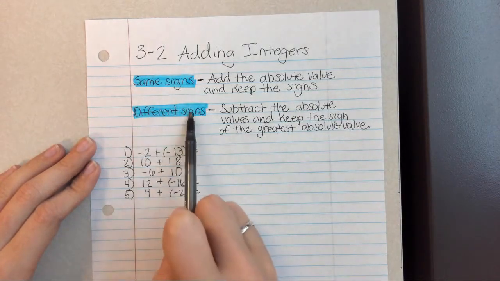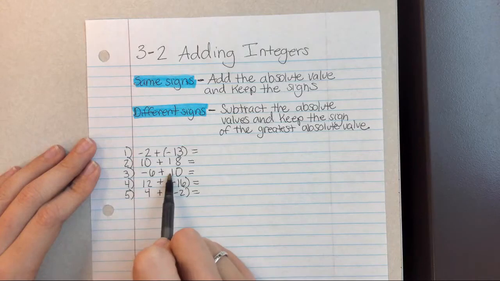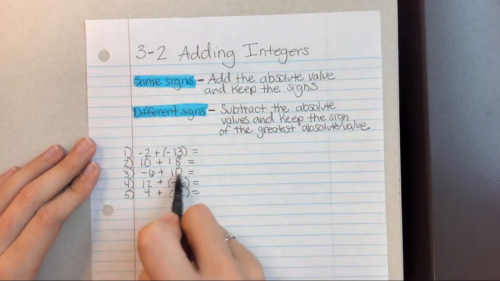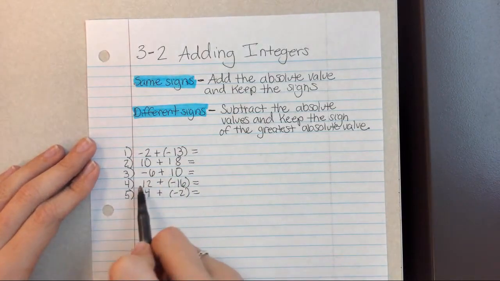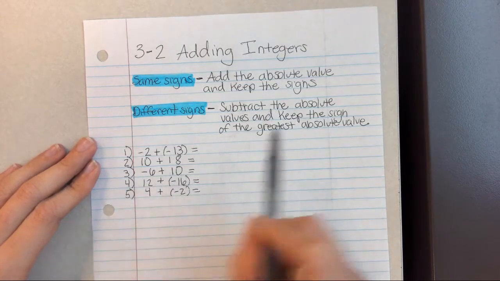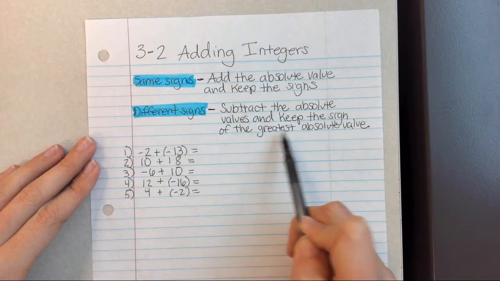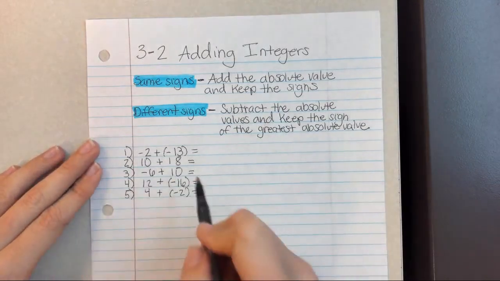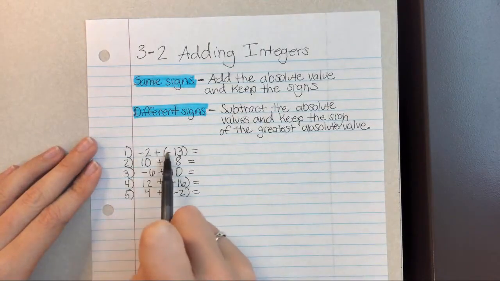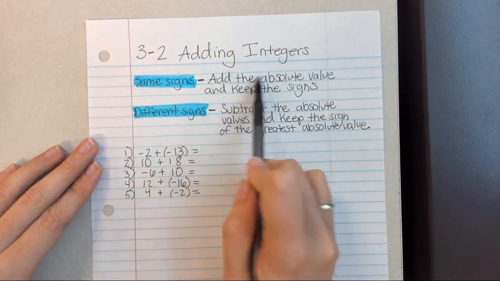But if they have different signs, so if they're negative and positive, and remember if there's no sign in front, it means it's positive, or positive and negative, you subtract the absolute values and keep the sign of the greatest absolute value. So when we're looking at this, they have the same signs, so add the absolute value.